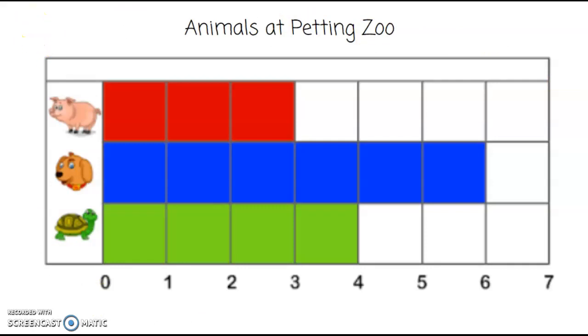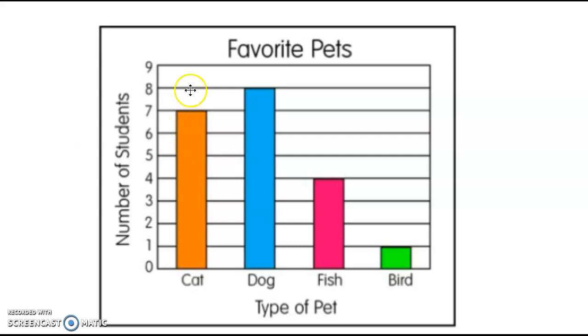So remember, when you are working with your teachers today, pay attention to the title and your labels or your categories and the numbers on the side. Those are 3 important pieces of a graph. And when you meet with your teachers today, you'll do 2 more graphs with them. One will be from side to side, and the other will be up and down.